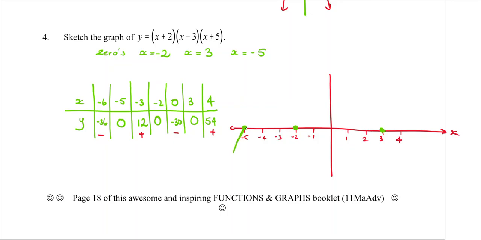It's going to be coming up to the minus 5. Then it's positive between minus 5 and minus 2. So it's going to come up and be positive and land back down again at the next 0.